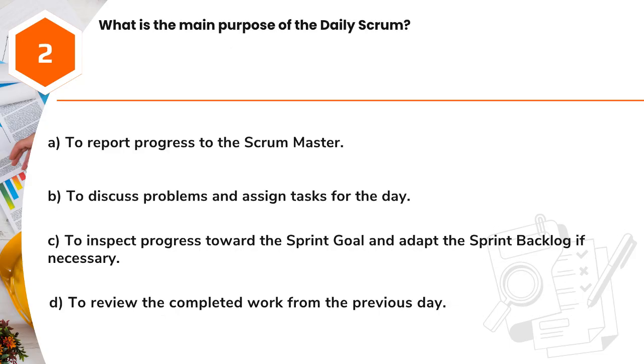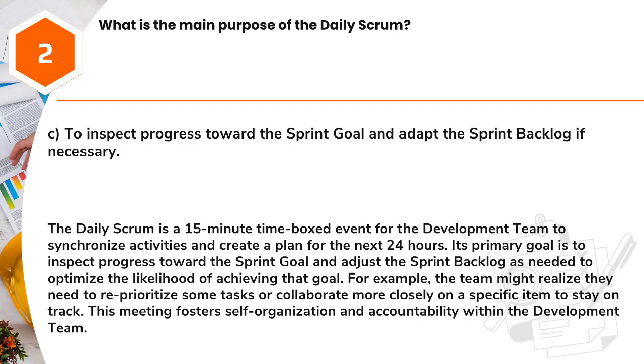Question 2. What is the main purpose of the daily Scrum? A. To report progress to the Scrum Master. B. To discuss problems and assign tasks for the day. C. To inspect progress toward the sprint goal and adapt the sprint backlog if necessary. D. To review the completed work from the previous day. Answer: C. To inspect progress toward the sprint goal and adapt the sprint backlog if necessary.